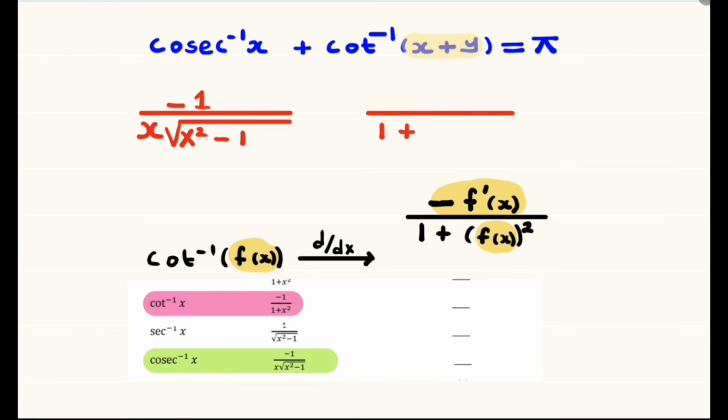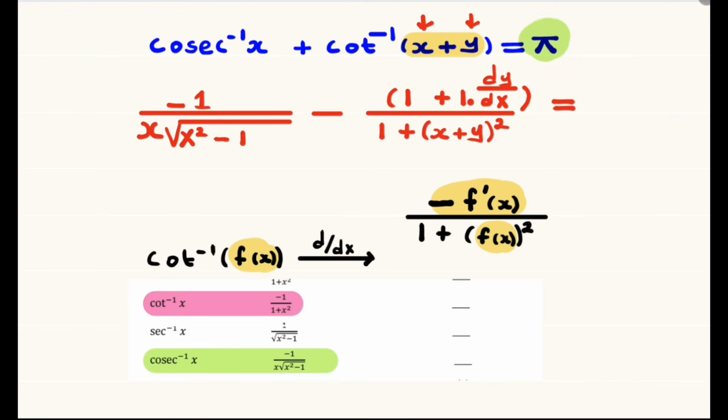So our f of x in this case will be x plus y. So we have x plus y squared, and actually the derivative of the arc cot has a negative, so we are going to place that negative there. The derivative of x will be 1, and the derivative of y will also be 1, but we multiply it by dy over dx because we differentiated a function involving y. On the right hand side, the pi is not attached to any x, so it's a constant. Its derivative is 0.